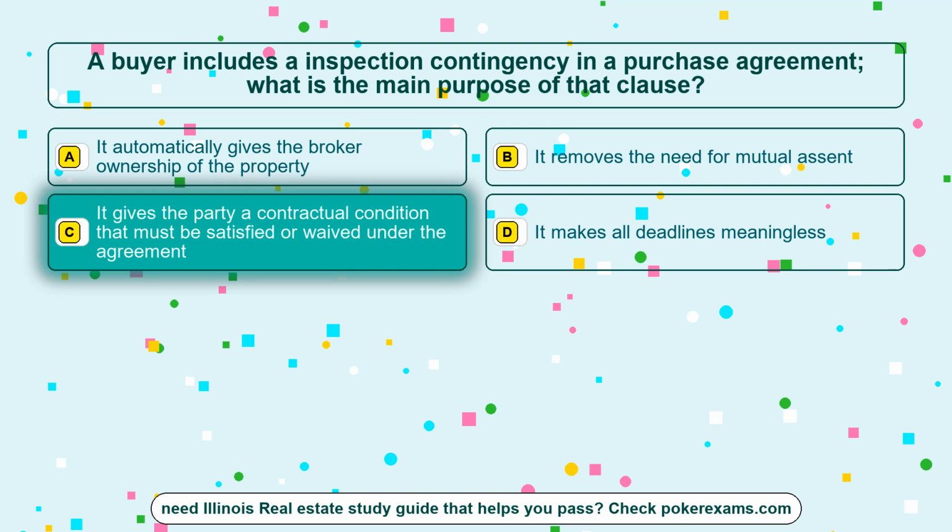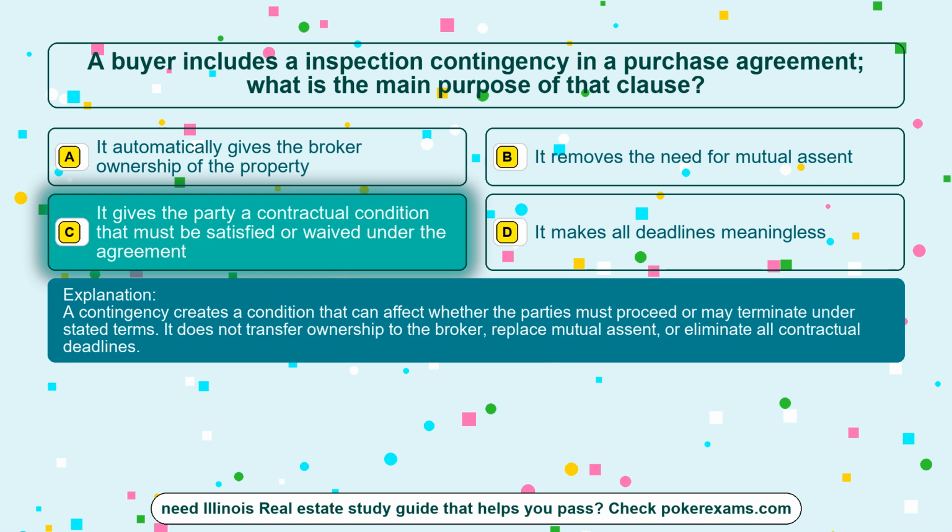It gives the party a contractual condition that must be satisfied or waived under the agreement. The blue tiles were multiplied by 7, so the yellow tiles must also be multiplied by 7. 7 times 7 equals 49.